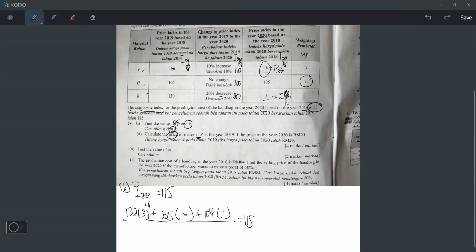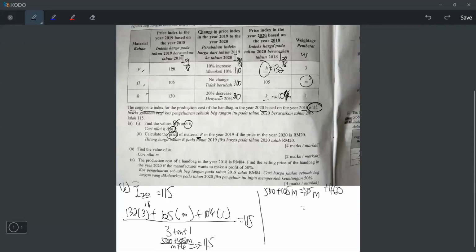Okay, next is divide by the weightage: 3 plus M plus 1. 132 times 3 and 104 times 1, we can calculate. So 132 times 3 plus 104, I press that, I get 500. So 500 plus 105M over 3 plus M plus 1, which is the same as 4 plus M. Then 500 plus 105M equals 115 times (4 plus M), which is 115 times 4 is 460, plus 115M.